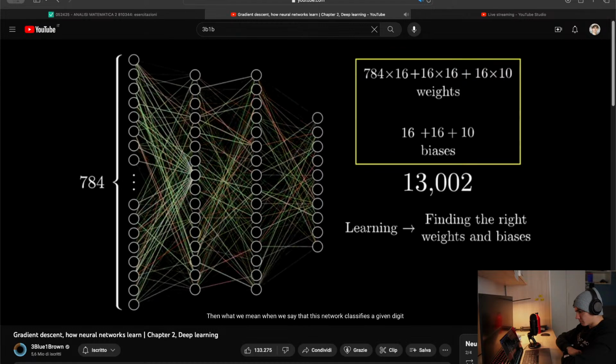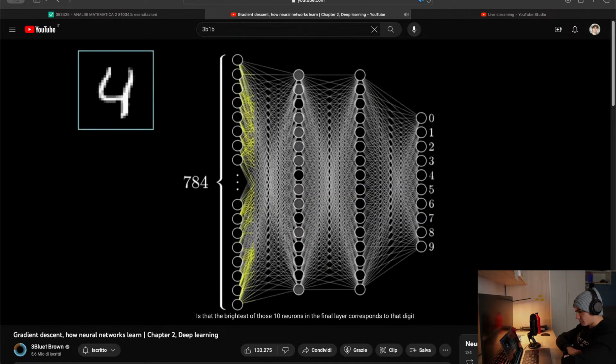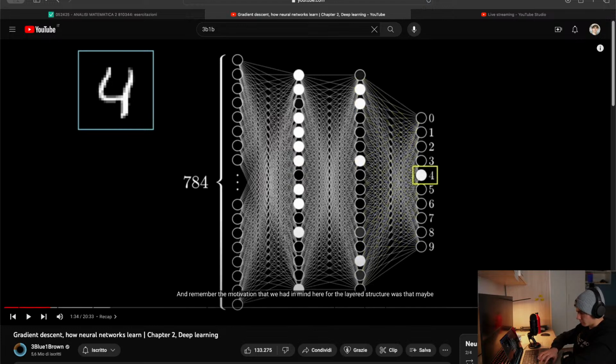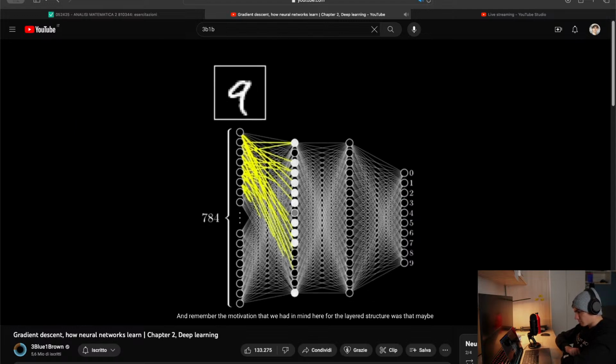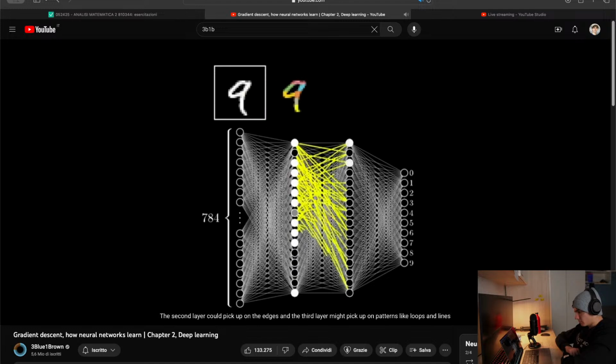Then what we mean when we say that this network classifies a given digit is that the brightest of those 10 neurons in the final layer corresponds to that digit. And remember, the motivation that we had in mind here for the layered structure was that maybe the second layer could pick up on the edges, and the third layer might pick up on patterns like loops and lines.